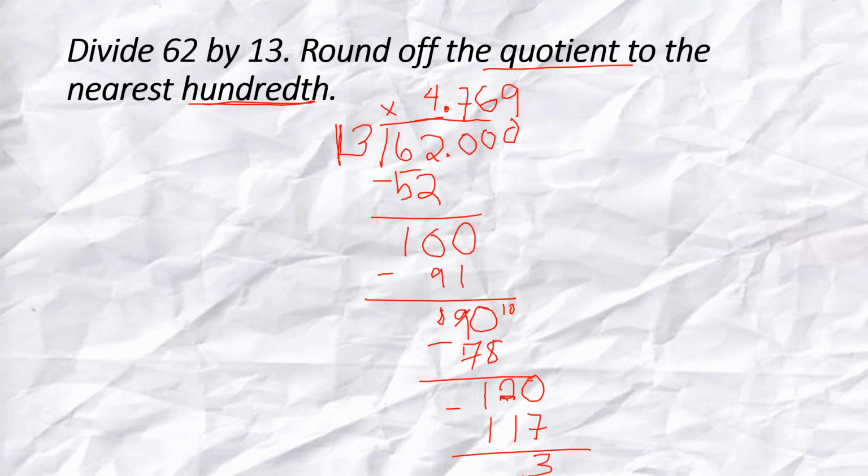We stop here since we are just looking for the problem wherein it says here round off the quotient to the nearest hundredth. We now have the digit that is in the hundredths place, which is the digit 6. Since the number beside the digit 6 is 9, we round up, so 6 will become 7. So the final answer here is 4.77.